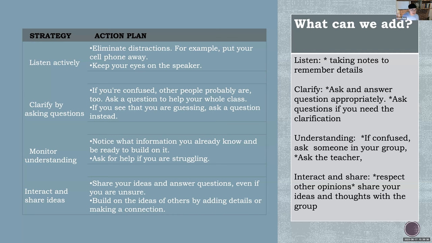So I've covered listen actively. I've covered clarifying with questions, monitoring your understanding. So this one is about activating your prior knowledge, right? We've learned this as well in Reading with Meaning, right? We think about what we already know. Author and me, right, has to do with activating what you already know and connecting it to what the author is teaching you in the passage.